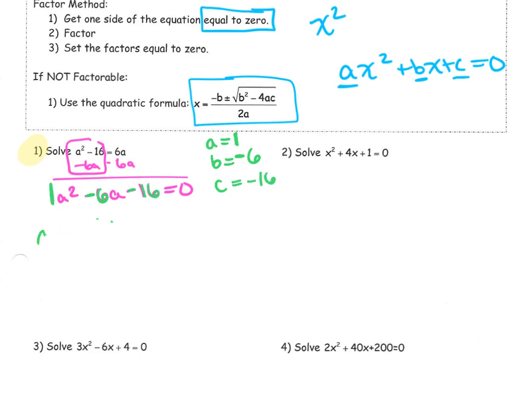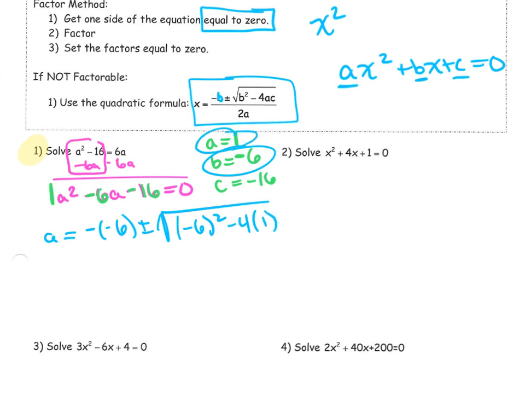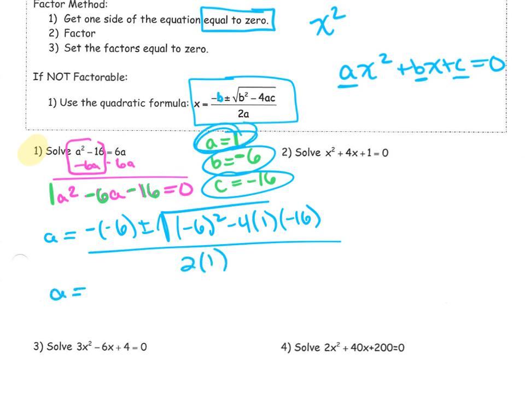Okay, so now, yeah, maybe I should write out each piece first. So we'll have a equals, we have negative b. So here's negative b, plus or minus the square root of b squared minus 4 times a times c all over 2 times a. So now I have a equals 6 plus or minus. Remember, this whole thing underneath the radical goes in the calculator. Okay, not the radical, what's underneath it.